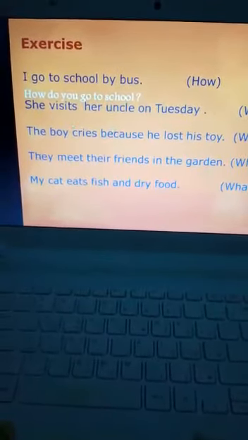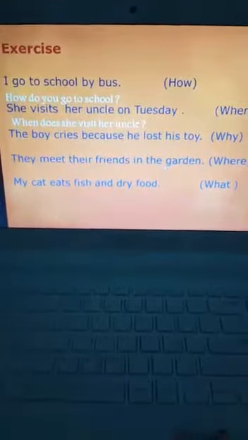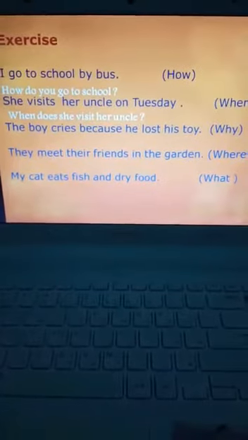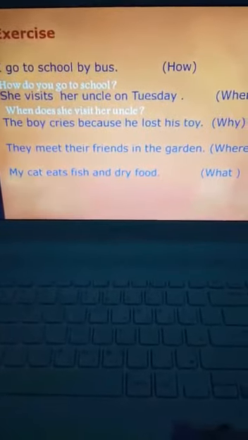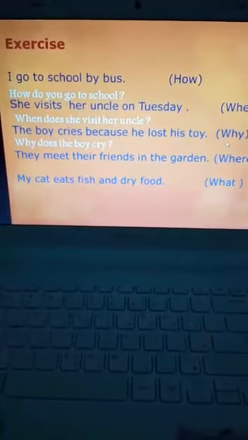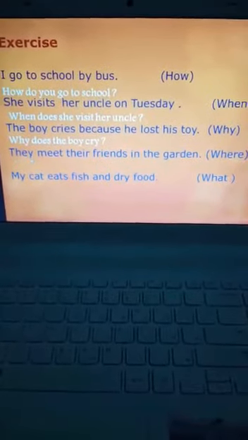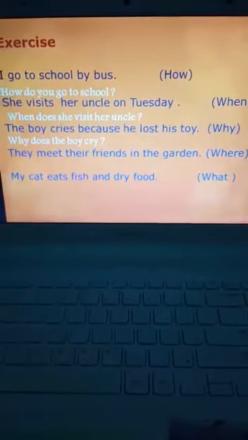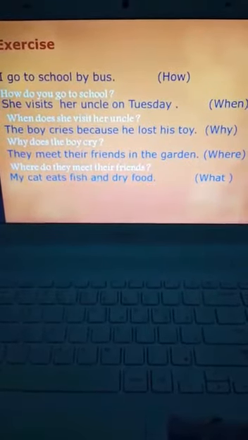Okay, she visits her uncle on Tuesday. Use when. Again, the same rule. When does she visit her uncle? Number 3. The boy cries because he lost his toy. Use why. Okay. Why does the boy cry? Number 4. They meet their friends in the garden. Use where. Where do they meet their friends?